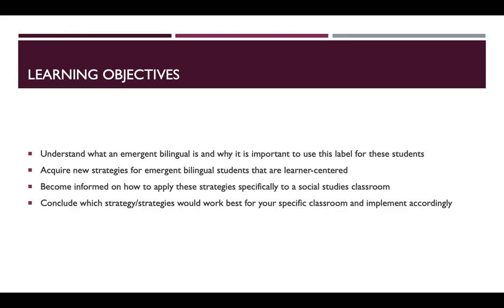The learning objectives for this presentation are as follows. To understand what an emergent bilingual is and why it is important to use this label for these students. To acquire new strategies for emergent bilingual students that are learner-centered. To become informed on how to apply these strategies specifically to a social studies classroom. And lastly, to conclude which strategy or strategies would work best for you and your specific classroom and implement them accordingly.